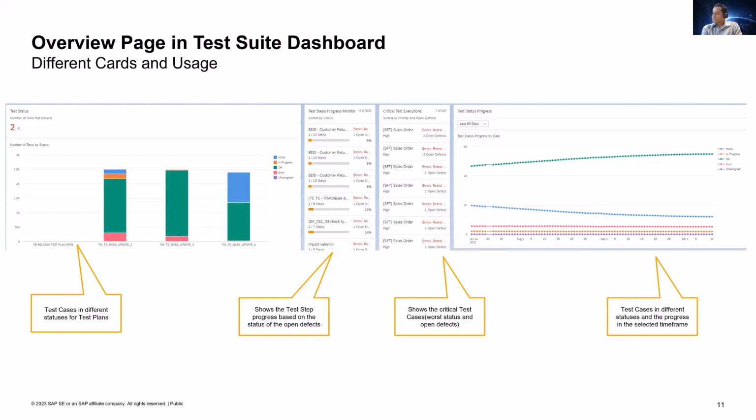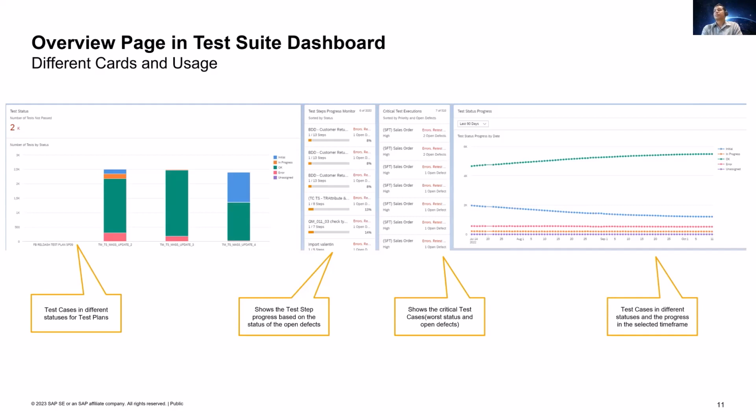For critical test executions, we show the critical test cases, which means we sort based on the work status and the open defects. So if you have some test executions which are of very high priority and they have a lot of defects, we always show them on the top. Again, similar to the test steps progress monitor, we have critical test executions that require your attention.